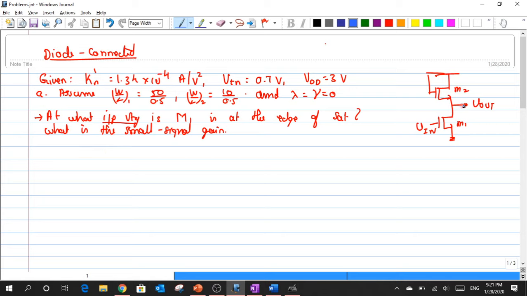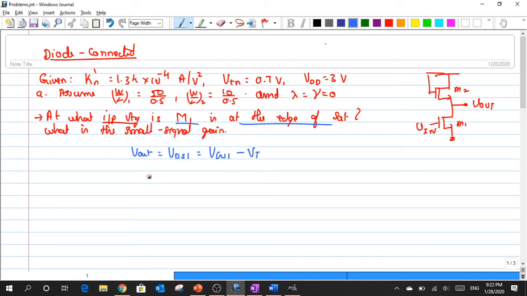Okay. So now one thing that is given here is that this M1 is at the edge of saturation. What it really means is that the value of V out is nothing but the drain to source voltage of the M1 transistor, and if this transistor is at the edge of saturation, then it is obvious that its VDS is exactly equal to the VOV of this M1 transistor. So one could write VDS1 equal to VOV1, or VGS1 minus VT.